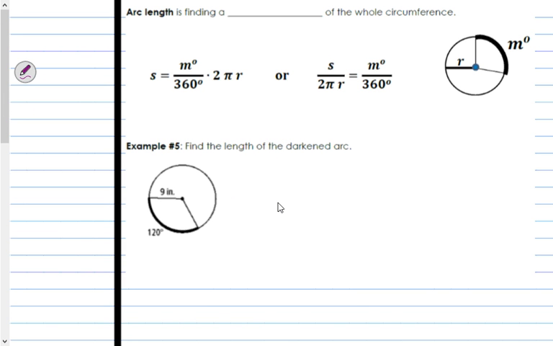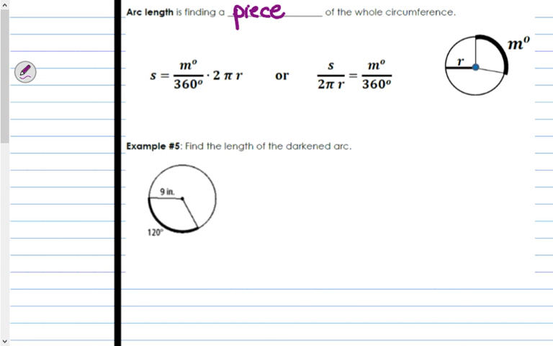Okay, arc length is finding a piece or a part or a segment or a section, whatever word you want to use. Arc length is finding a piece of the whole circumference. So instead of just doing 2 pi r or pi d, we're going to multiply it by a fraction to find just part of the circumference. And the fraction is determined by the measure of the arc. Is the arc 60 degrees? Is it 90 degrees? Is it 180 degrees? How much of the circle are we talking about?